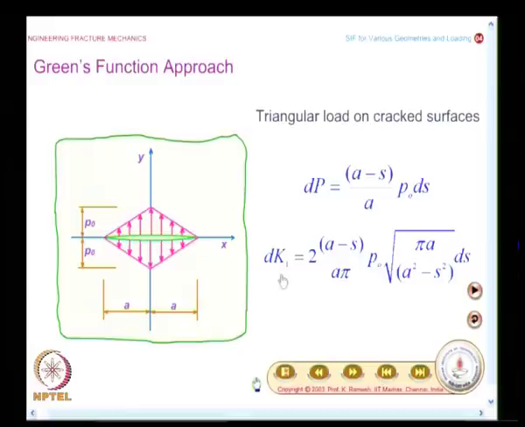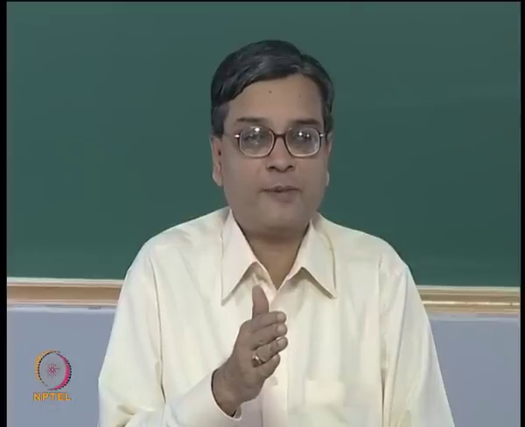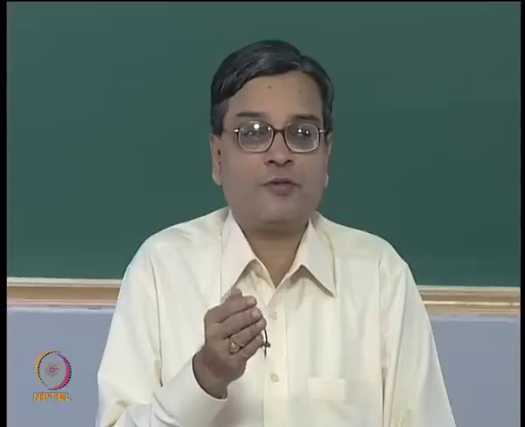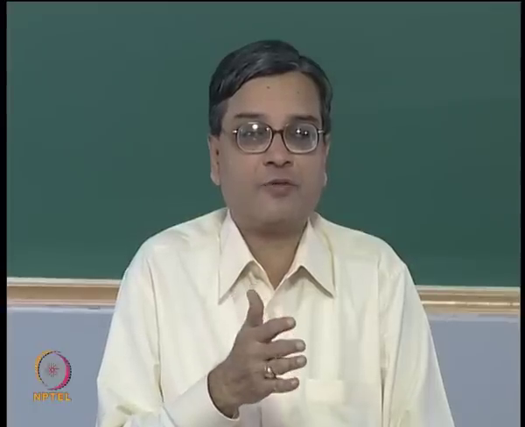We are writing dK1. I have this load as 2 into (a minus s) divided by a, into p naught, square root of pi a divided by (a squared minus s squared) ds. Just flip your pages back and see what we had written as the expression for K1 for symmetric loading. The same expression I am using, replacing it in terms of dP, and whatever value we get, we call that dK1.